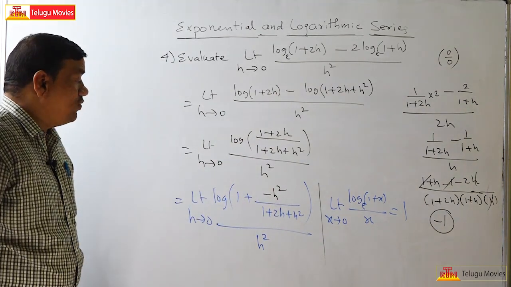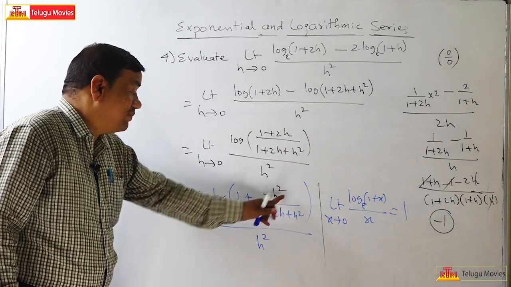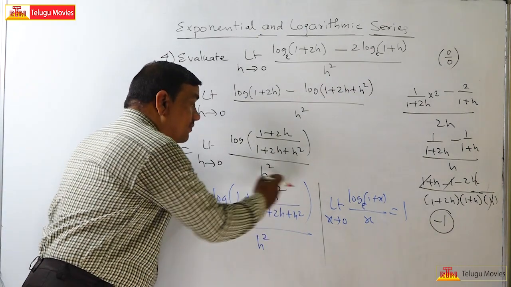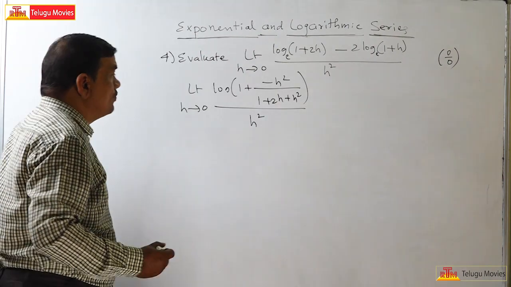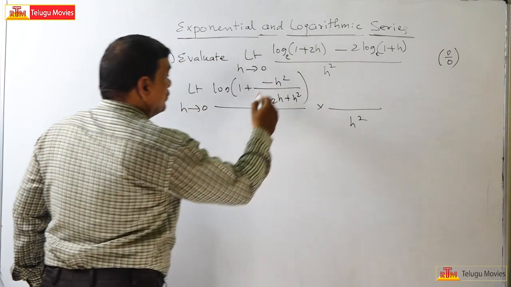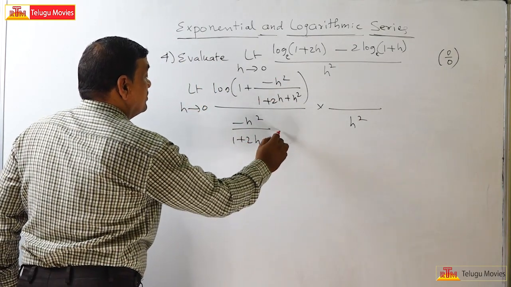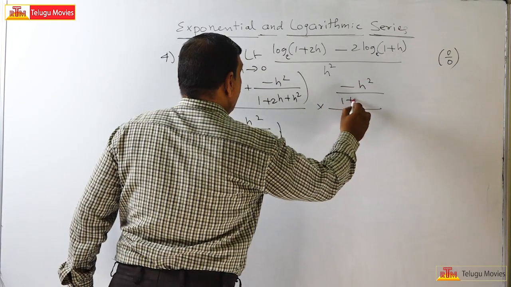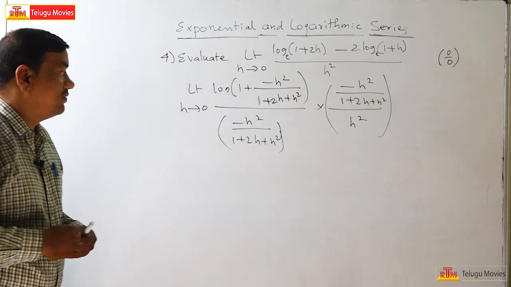Okay now, then what shall we do now? Log of 1 plus x by x, the same term we will write here. So multiplying and dividing the same term. Okay now, let us continue the calculation. Welcome back. So here what shall we do now? Here into h square is there. So here minus h square by 1 plus 2h plus h square, the same quantity, minus h square by 1 plus 2h plus h square minus h square.